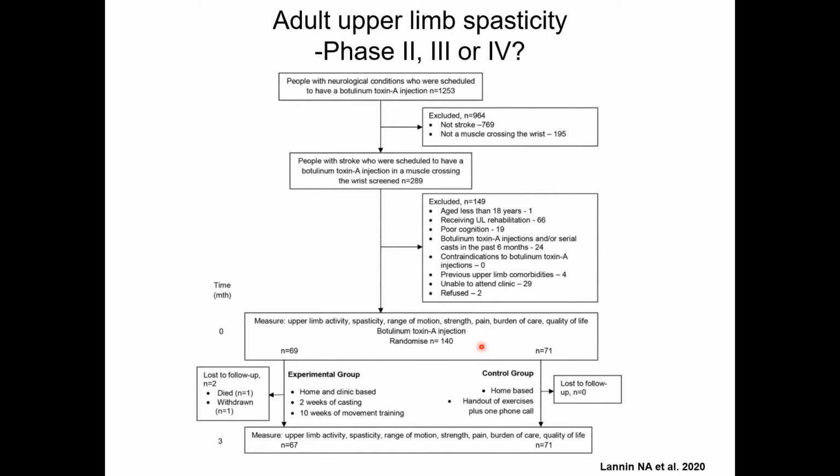If this was a sponsor-initiated trial, this trial was conducted after the approval by the FDA of using Botox for spasticity. It can be categorized as a phase 4 clinical trial. So the exact phase categorization of clinical trials, especially for investigator-initiated trials, can be difficult and sometimes is not clear.